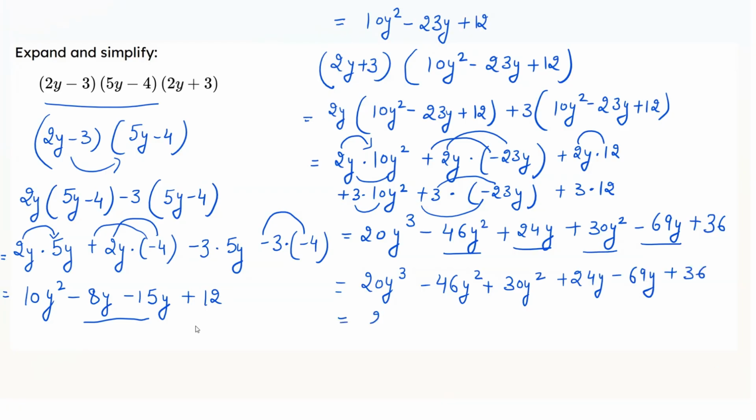So we'll get it equals to 20y raised to power 3. Now it's minus 46 plus 30. That would be minus 16y square. Now this is minus 69 plus 24. That means we have to subtract. So that would be equals to minus 45y plus 36. So that is how we can simplify this particular algebraic expression. I hope you understand it.